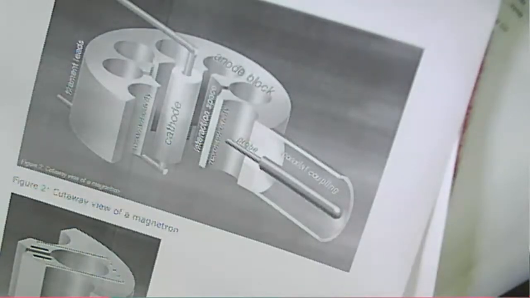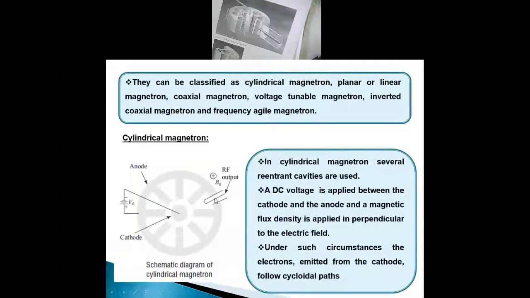Now, this one is a traveling wave magnetron, which people generally use. In a traveling wave magnetron, the structure of the anode is cylindrical. So they can be classified as a cylindrical magnetron, planar or linear magnetron, coaxial magnetron, voltage tunable magnetron, inverted coaxial magnetron, and frequency agile magnetron. These are the various types of magnetron.